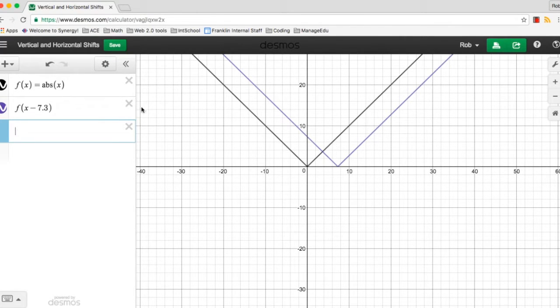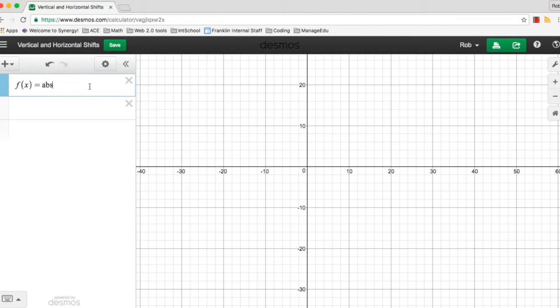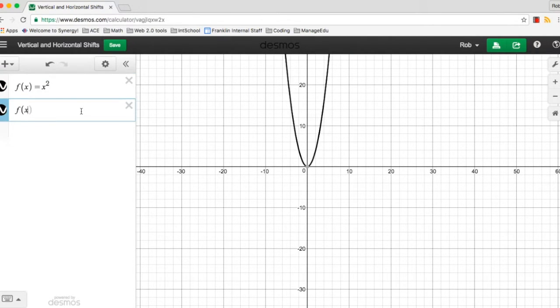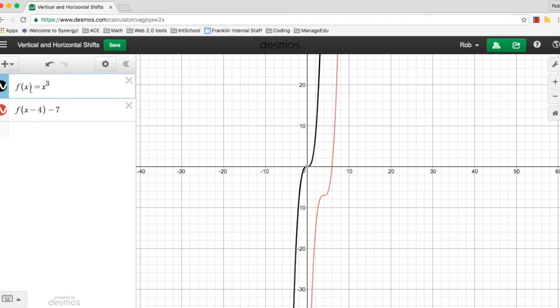And that actually works for any function. It's not just the absolute value function. If you did this with x squared, it would be the same thing. So you could do f of x. If I want to shift this to the right 4, I have to subtract 4. See how that moves it to the right? Let me change the color of it so you can see. This red one is shifted to the right 4. Okay. Now if I want to shift it down 7, I can subtract 7. That's very intuitive. And it works with x cubed. Oops. Third power, it works with any function at all. And you can see how that works.